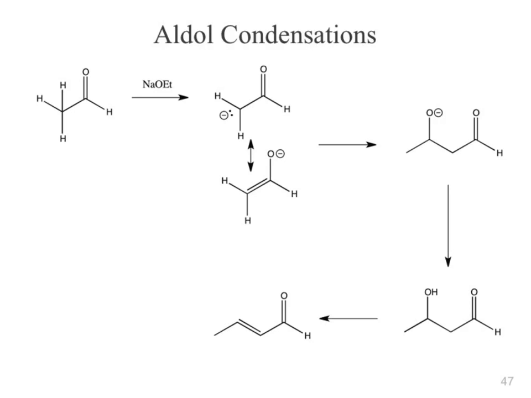Aldol condensations. You guys remember these, right? Yay! Everybody's excited about it. We started with an aldehyde in the presence of a base. That base could deprotonate the alpha hydrogen. Why could it deprotonate the alpha hydrogen? If you can remove the hydrogen, it is by definition acidic. Thank you. Now, why is it acidic?